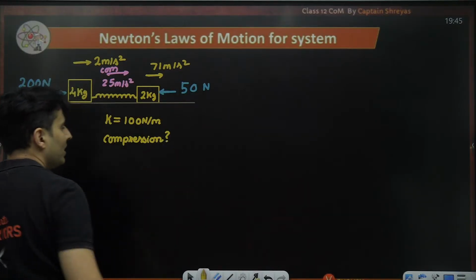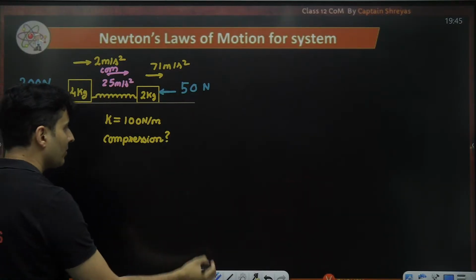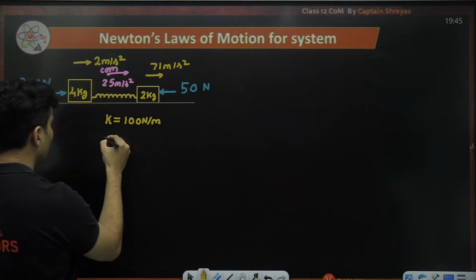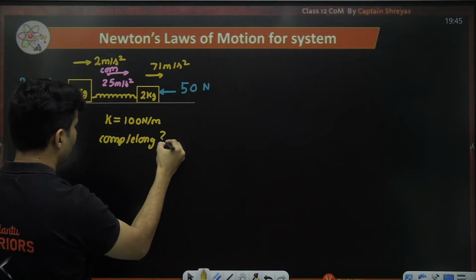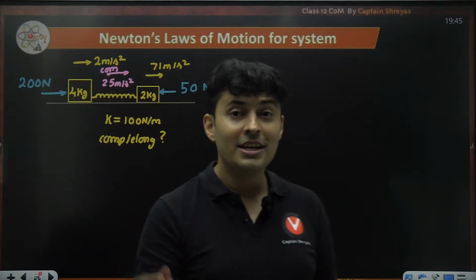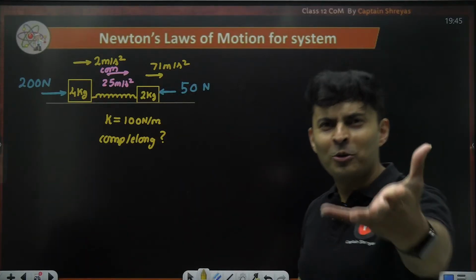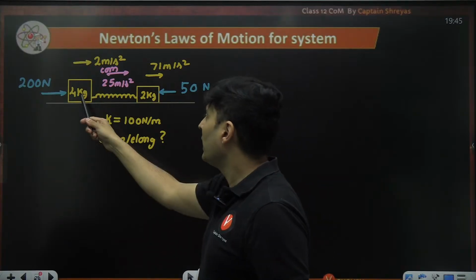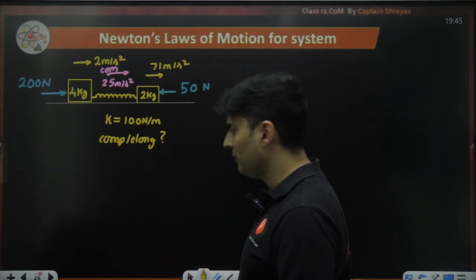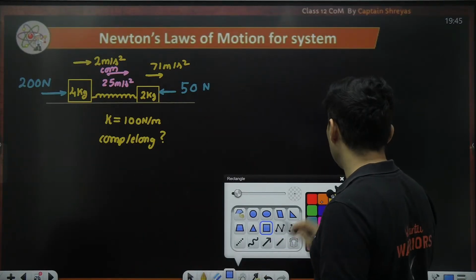Can we figure out how much is compression or extension? Basically, I do not know that compression or elongation. Whatever it is, can we find that out? Yes, absolutely. So how, sir? How are you going to find that out? I'll tell you what. Either look at this mass or this mass and try to draw the free body diagram. And let's see what exactly happens.